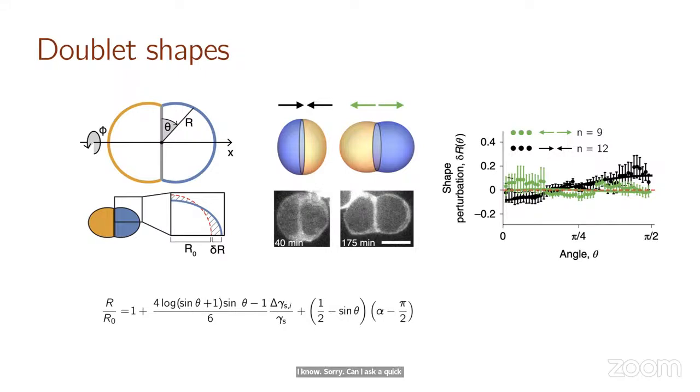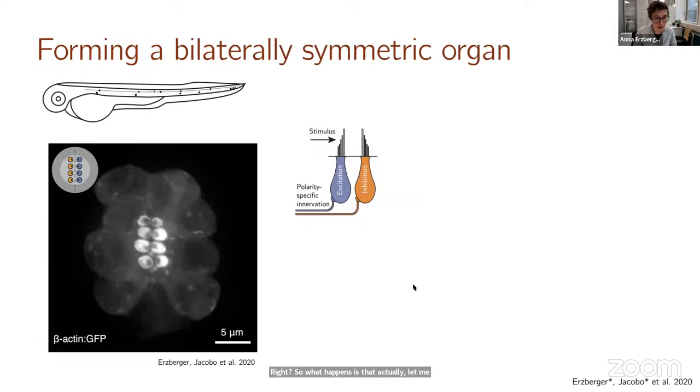So this doublet formation, you are looking at what stage of development in zebrafish? Yes, so I have the final slide is a bit more about the biology context, right? So what happens is that, actually, let me see, maybe I just advance one slide and then it's easier to discuss. Okay. So of course, why do the cells do this and what's the point?